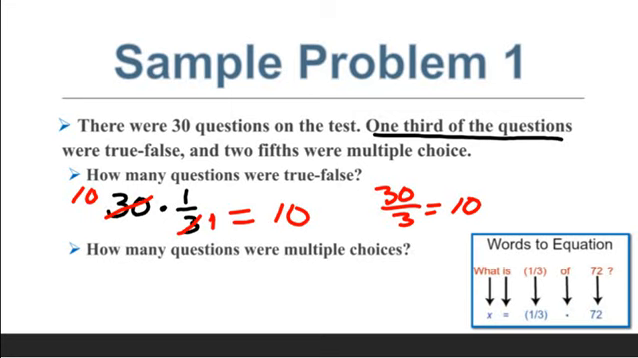How many questions were multiple choice? Well, if 2/5 were multiple choice, so 2/5 of the 30 questions were multiple choice. I can simplify here. I can divide a 5 in the denominator, divide a 5 in the numerator over here, so 30 divided by 5 is 6, and multiply straight across. 2 times 6 would give me 12. So we would have 12 multiple choice questions.